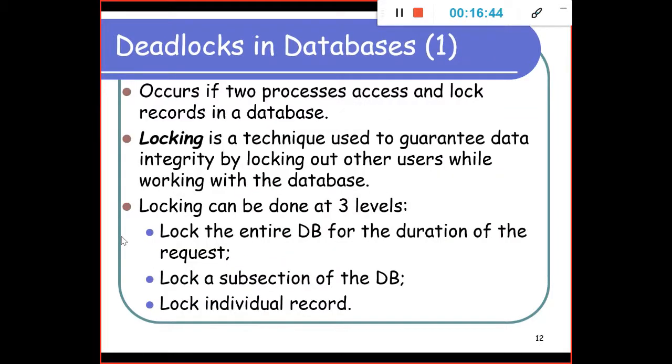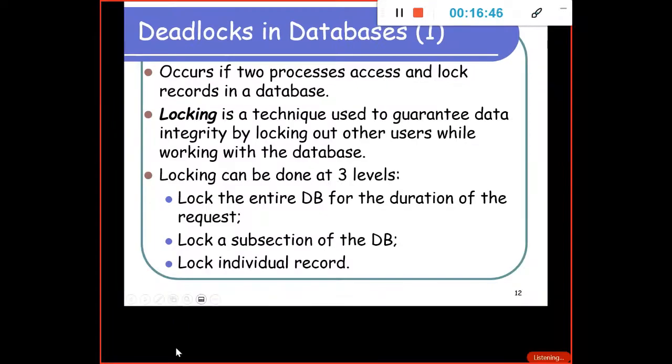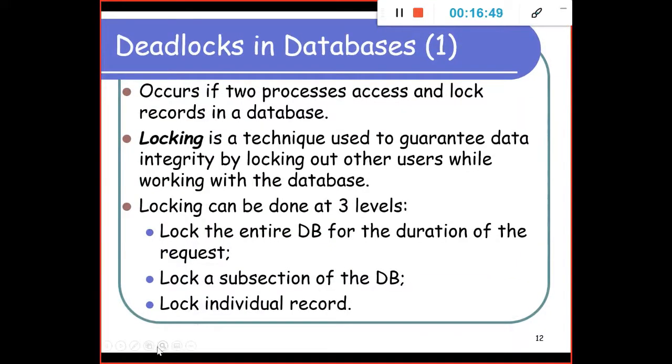Then we have a deadlock in the database. So it occurs if two processes access and lock records in the database. You have multiple database files. Okay, this is a database for the list of customers, and this is a database for the list of suppliers. Multiple database files.